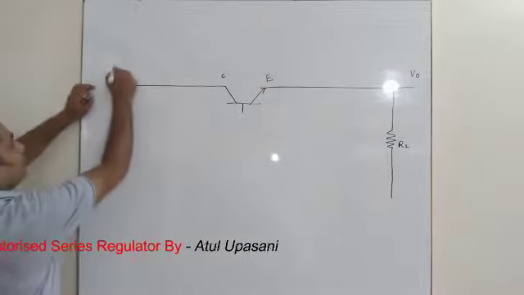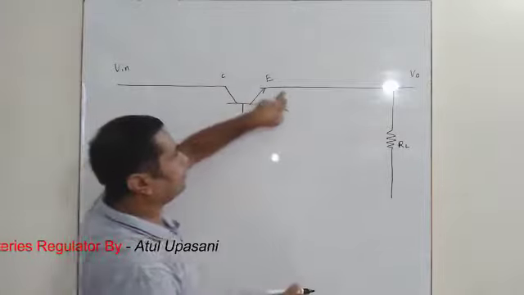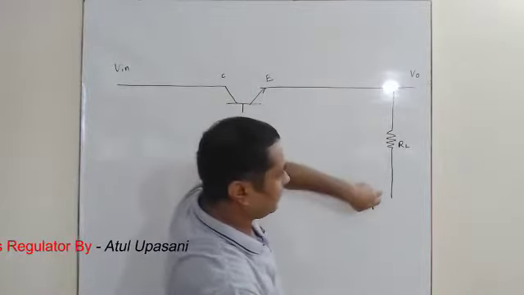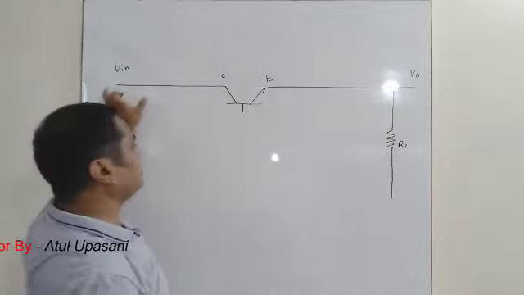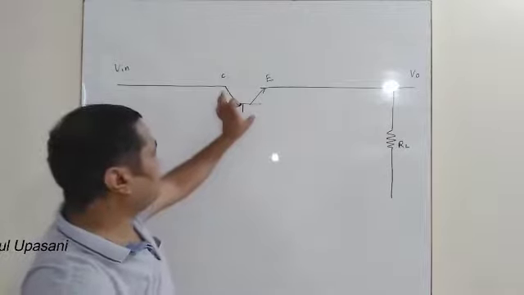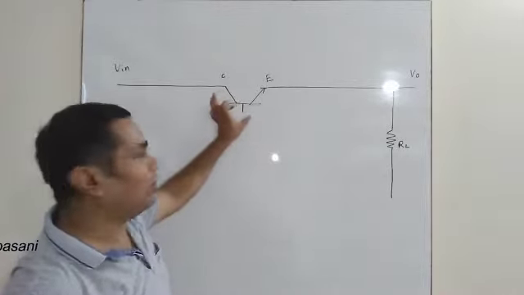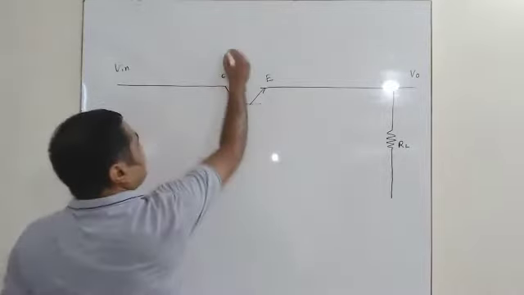Here all the current from the input passes through the transistor and reaches the load resistance. So we can say that this transistor is in series with the input voltage and the output voltage. That is why this transistor is called the series element, or this regulator is called a series transistorized regulator. So this is your series element.